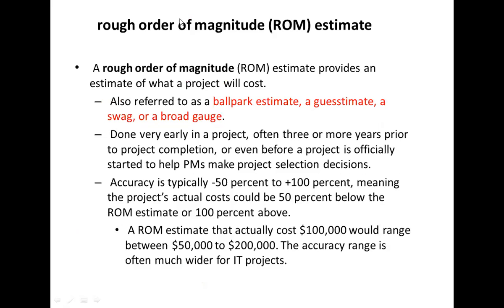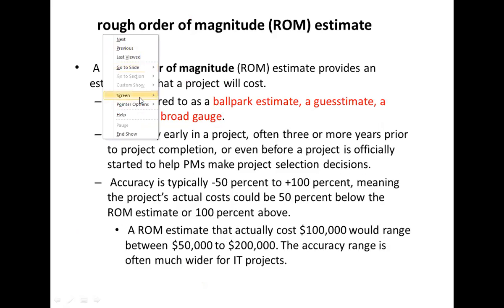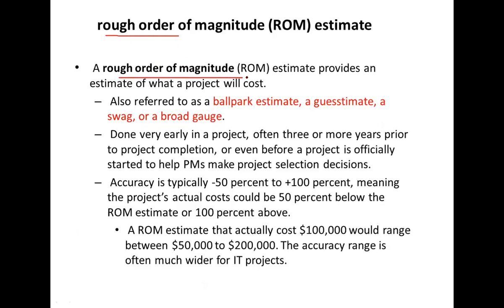So the rough order of magnitude estimate, as the name implies, you can see it says rough. Okay. So a rough order of magnitude estimate would provide an estimate of what the project will cost. It is referred to as a ballpark estimate or guesstimate or SWAG or broad gauge. So this estimate is not really a realistic exact measurement. It's a rough measurement. There's a reason for that.